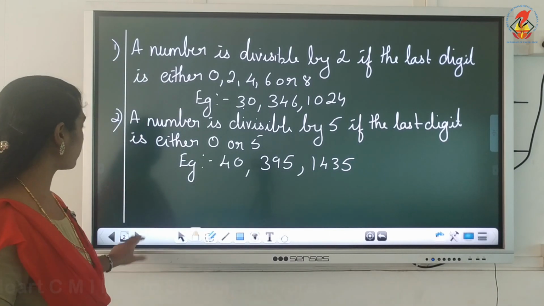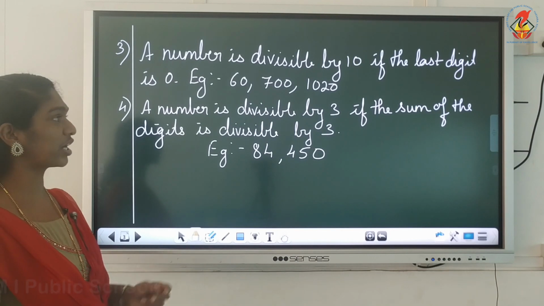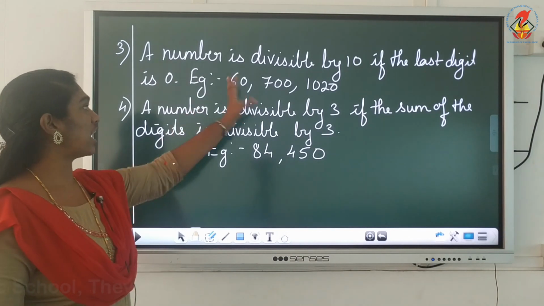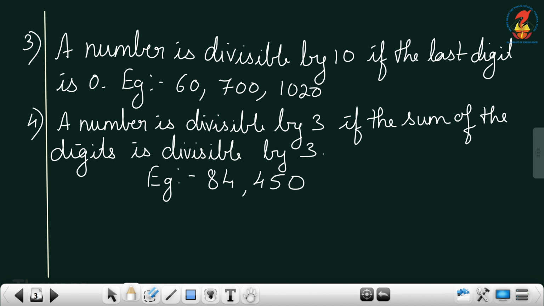Now, coming to the third rule. How do you check a number is divisible by 10? The last digit should be 0. If it is 0, that number is divisible by 10. Then how do you check a number is divisible by 3?